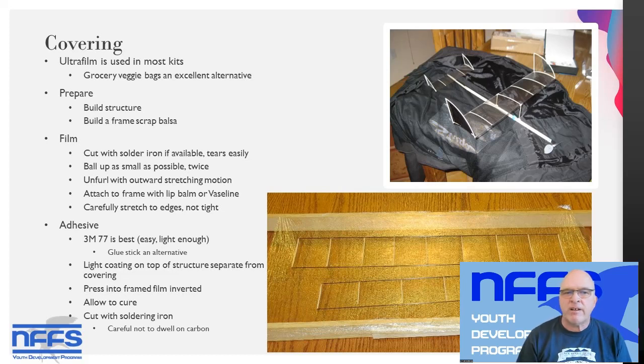To prepare for covering, completely build your structure. It should be flat at this point, and then build a frame out of scrap balsa. You can see this in the lower picture here, just standing the balsa wood on edge. And then we put a little bit of Vaseline around on that structure. Not on the airplane, on the scrap structure. You could also use chapstick.